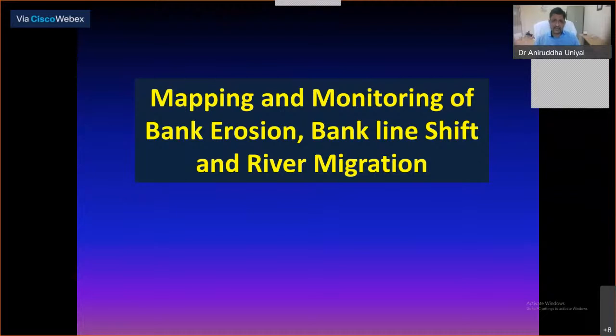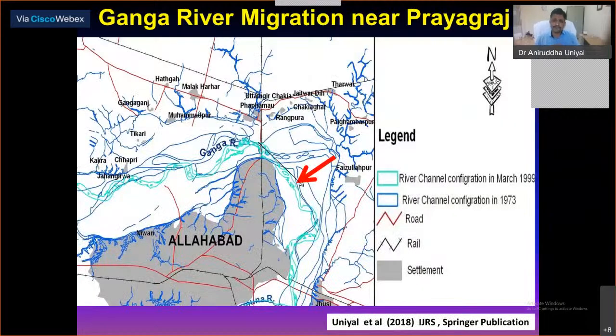Now I will give some examples of this mapping, monitoring of bank erosion and bank line shift. This is one textbook example, wherein we can see that this is the Ganga River near Prayagraj, earlier called Allahabad. So the Ganga River was somewhere here near Faizullahpur Bridge way back in 1973. And by 1999, it has moved around 2 kilometers in the southwest direction, shown with this red arrow. This mapping has been possible using remote sensing technology.